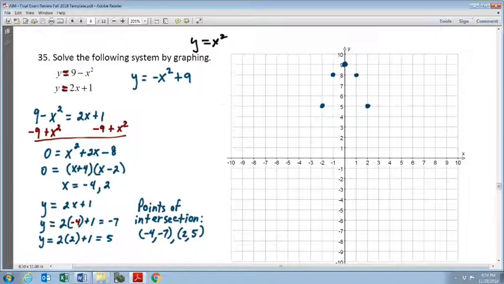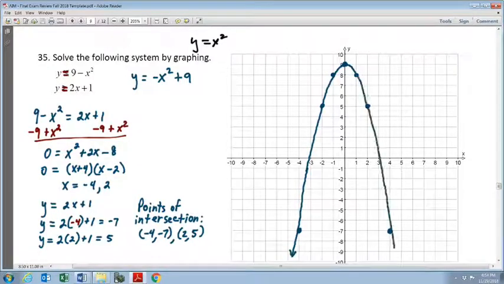Now we also know that 2, 5 is one of those points. Negative 4, negative 7 is also on the graph. Now because we have an axis of symmetry, we know there's a point the same distance on the other side. So right at 4, negative 7. So let me erase this here. I'm going to put it in a little bit nicer. So it looks like that, and our graph looks like that. That's the graph of y equals 9 minus x squared.